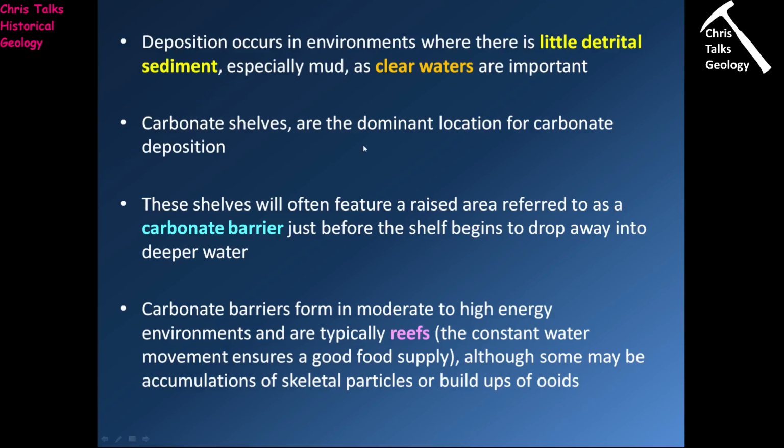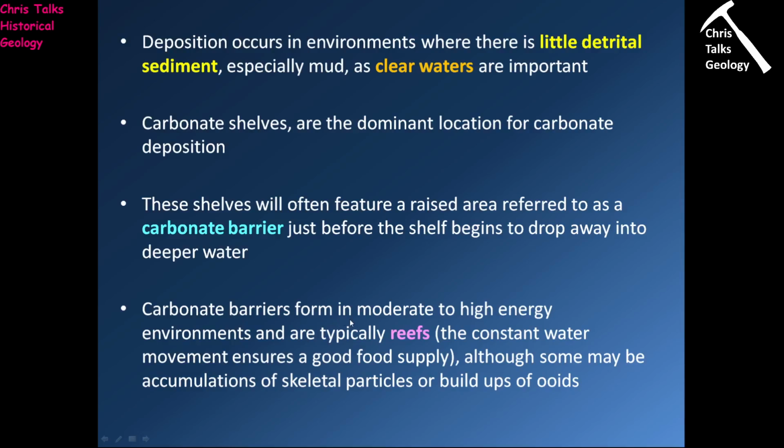So carbonate shelves are the dominant location for carbonate deposition. That's purely because these carbonate shelves can have quite a large surface area, and as such they can form quite large quantities of carbonate. So the shelves will often feature a raised area referred to as a carbonate barrier. And the carbonate barrier will typically be located just before the shelf begins to drop away into deeper water. So your carbonate barrier will very often form at the edge of the continental shelf just before the shelf breaks, so just before you start coming down the continental slope.